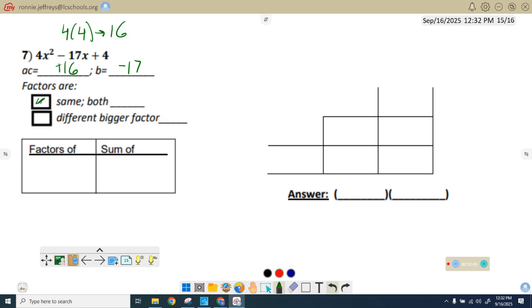All right, so they're going to be the same. They're both going to be negative. Squared. Oh, God. You still recording? Yes. So the factors of 16 that combine to give you 17.